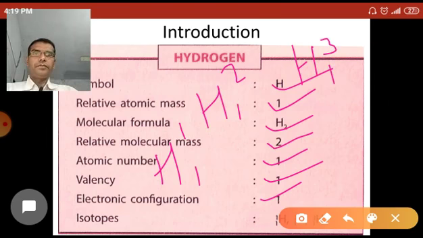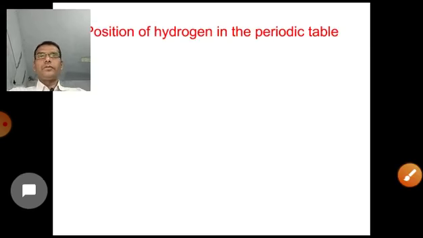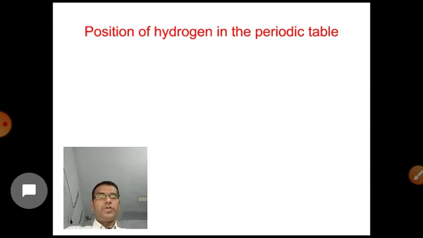Tritium, or radioactive hydrogen, not heavy water.